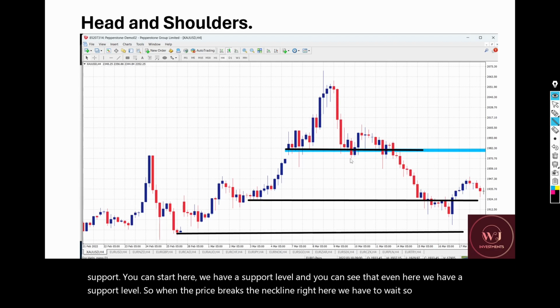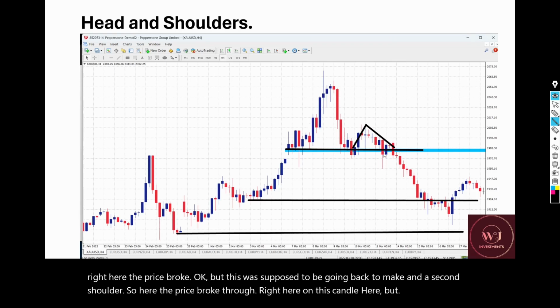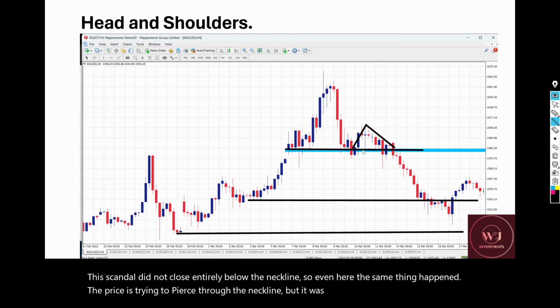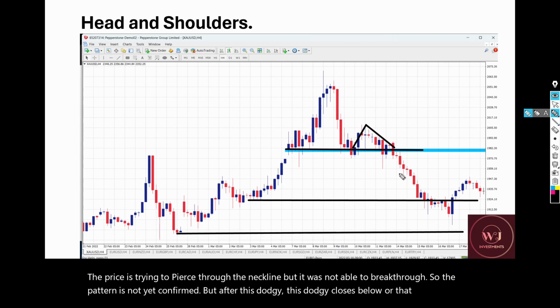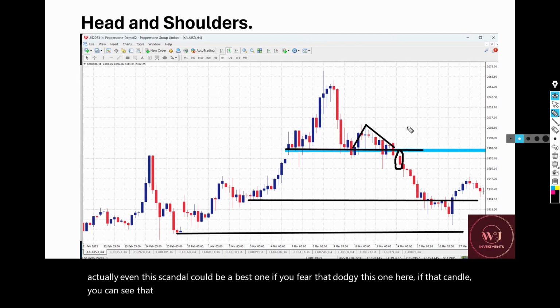So for example, right here, the price broke, okay, but this was supposed to be going back to make a second shoulder. So here the price broke through right here on this candle, but this candle did not close entirely below the neckline. So even here, the same thing happened. The price is trying to pierce through the neckline, but it was not able to break through. So the pattern is not yet confirmed. But after this doji closes below that neckline, or actually even this candle could be a best one if you fear the doji, this one here. You can see that it closed entirely below the neckline level.